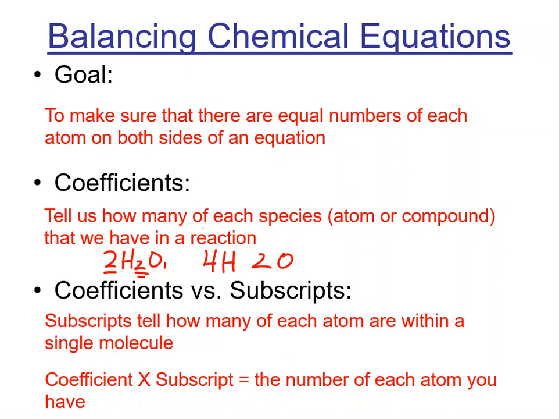Think about this like automobiles. We all know that the average car has 4 wheels. Well, the question then becomes, how many wheels would we have if we had 2 cars? Well, each car has 4. So 2 cars would have 8, and we're dealing with the same thing here. Each water molecule has 2 hydrogens, so 2 water molecules would have 4 hydrogens.